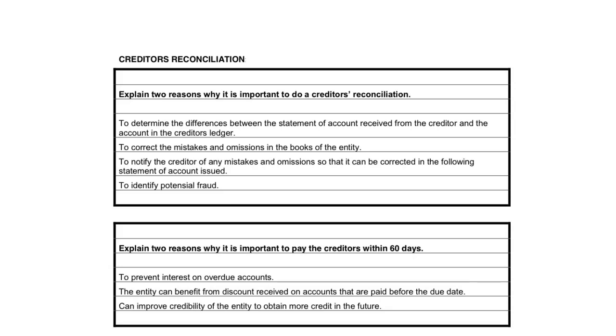Because you pay sooner, you get a good name in the business world and it will improve your credibility, so that in the future it will be easier to obtain credit.